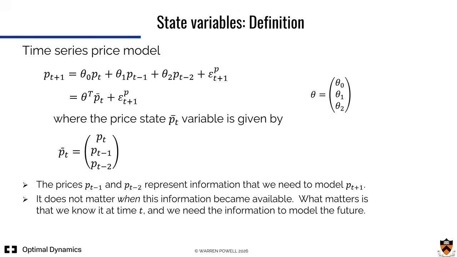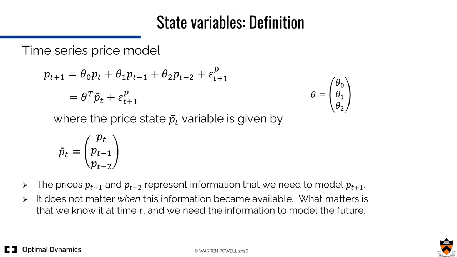Okay, so here's a little example of where information not needed at time t is in the state variable. Let's say I have a time series price model, and I've decided to model my price process so that the price at time t+1 is theta_0 times p_t plus theta_1 p_{t-1} plus theta_2 p_{t-2} plus a noise term. So I can roll the vector of those three p's up into a vector p-bar. That p-bar_t is p_t, p_{t-1}, p_{t-2}. I claim p-bar_t is the state of the price process. It does not include p_{t-3} because I don't need that information.